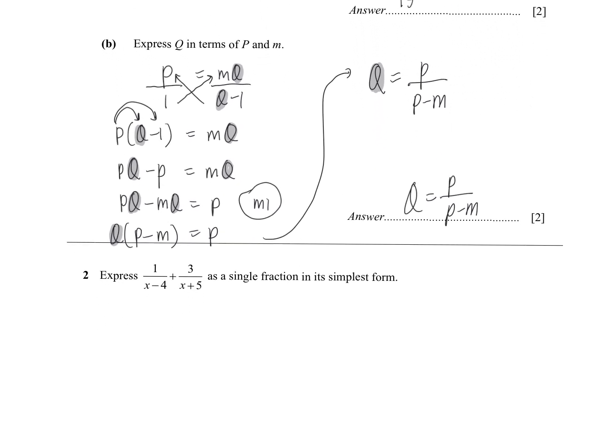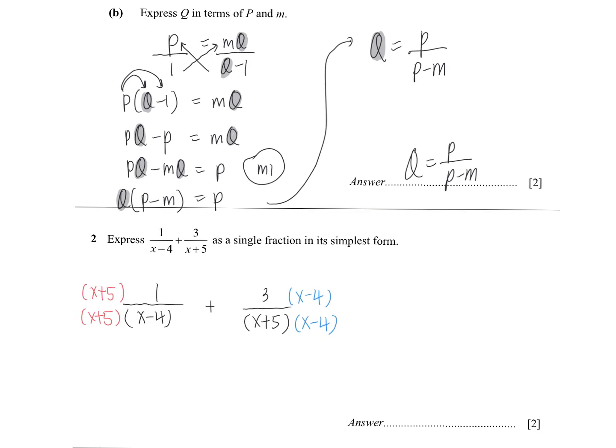Okay, next one. Single fraction means you need to make sure both of them has the same denominator. So in order for them to have the same denominator, I must multiply by x plus 5 here. I must multiply by x minus 4 here. Okay? So now, if they have the same denominator, focus, you can combine them into one fraction. So everything you see on the numerator, you can put them together.